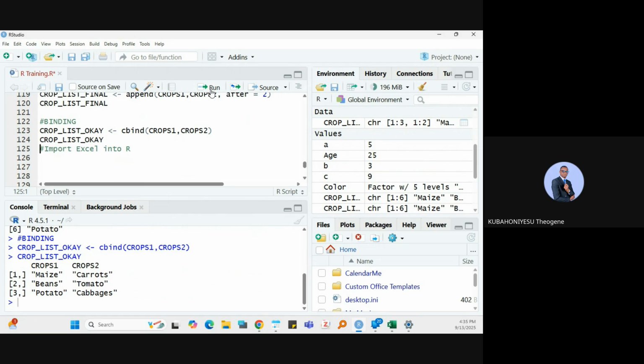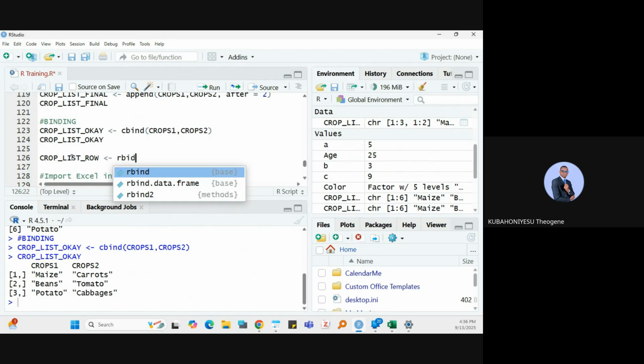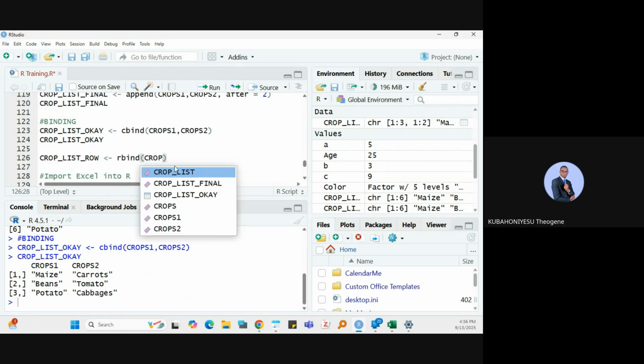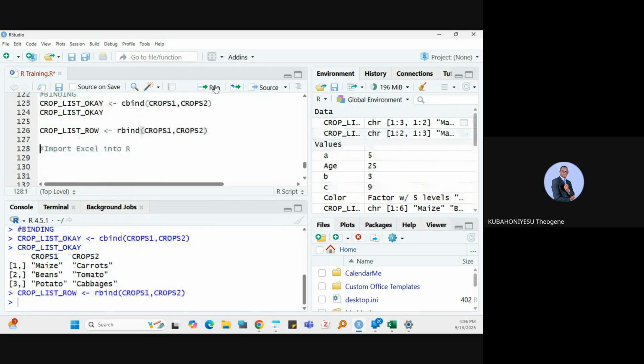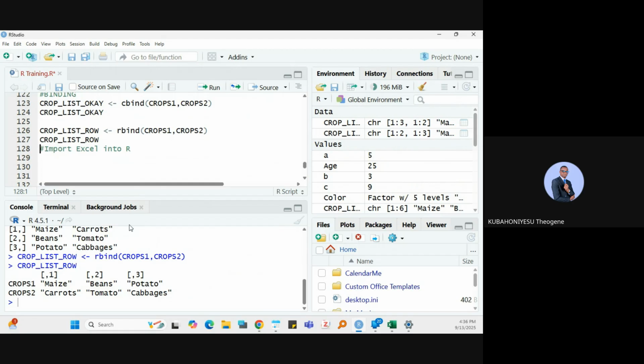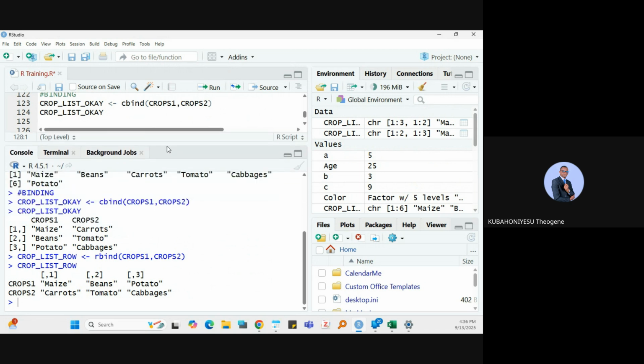Let us do row bind and see. Crop lists, R binds, not 1, not 2. See how it comes. They are different. Okay, which one do you like?